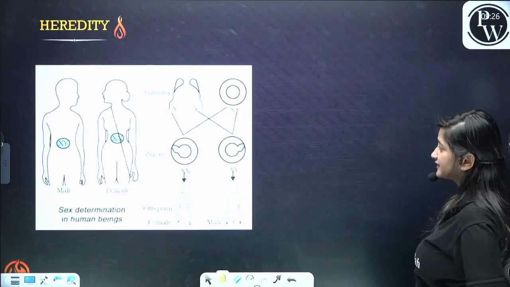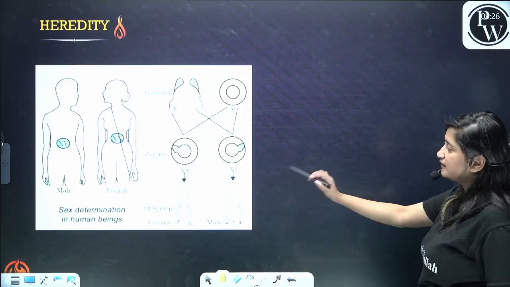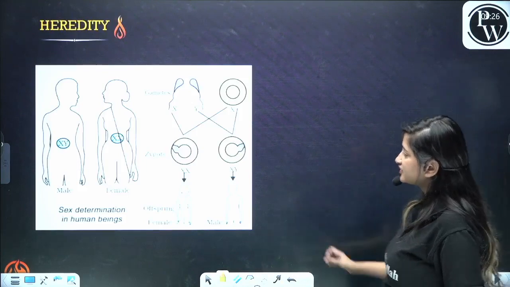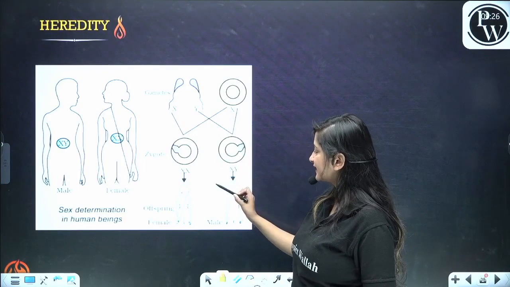Here is the sum up. You can see over here the sex determination in a diagram.